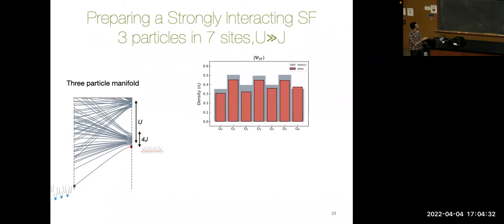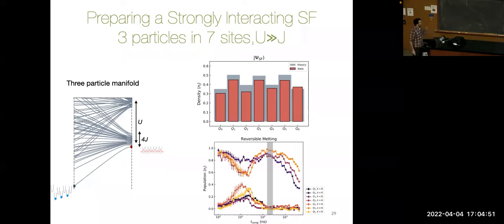Okay. So indeed, we can do this. And at the end, we prepare three particles delocalized and sort of correlated over seven lattice sites. The data is this red, the theory that comes from exact diagonalization is the gray, works very nicely. And again, you can look at this kind of reversibility in terms of the occupation of each of the three lattice sites that we initially prepared. I think this is actually pretty wild data. This is the ramp speed varying over four decades.